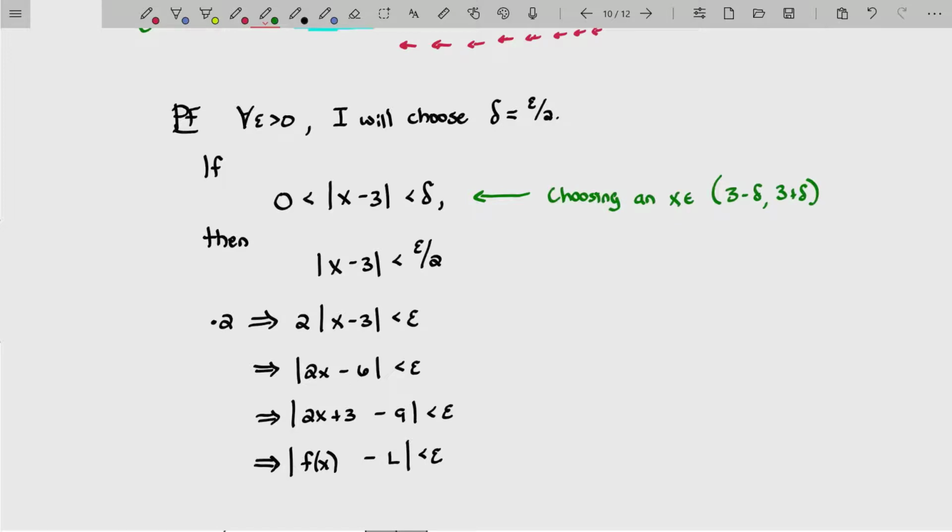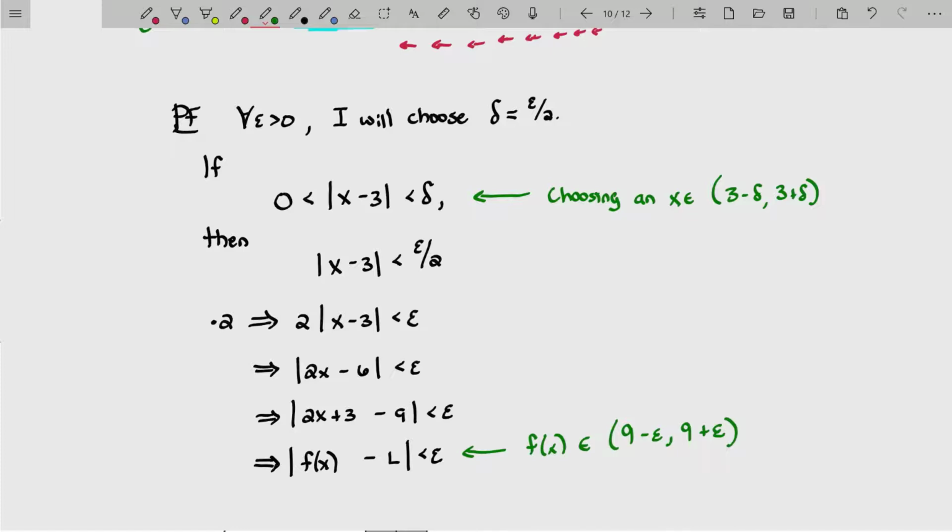Choosing an x value from the neighborhood 3 minus delta to 3 plus delta, where delta is epsilon over 2, will imply that the y value for that x value is in the neighborhood 9 minus epsilon to 9 plus epsilon. In other words, the y value for any x value in that delta neighborhood is going to land in the epsilon neighborhood centered at 9.